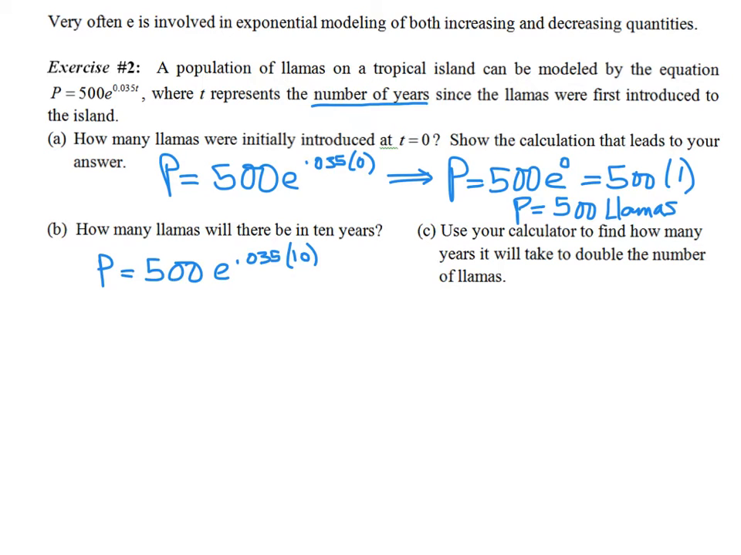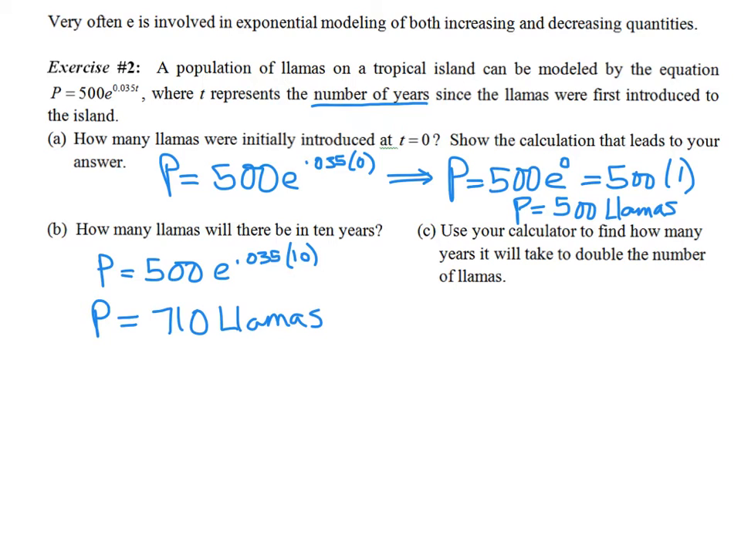When I do that, I see that my answer turns out to be 709.5337. So because llamas can only be found in whole numbers, we're going to say there must be 710 llamas after 10 years.